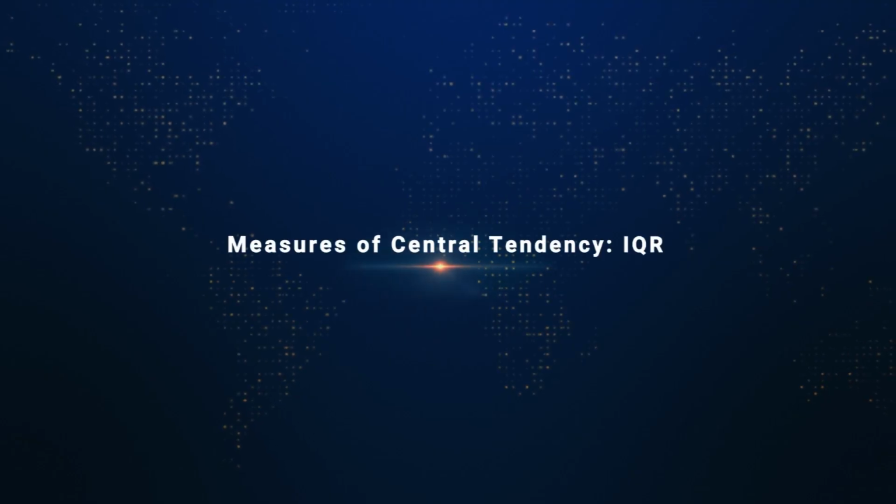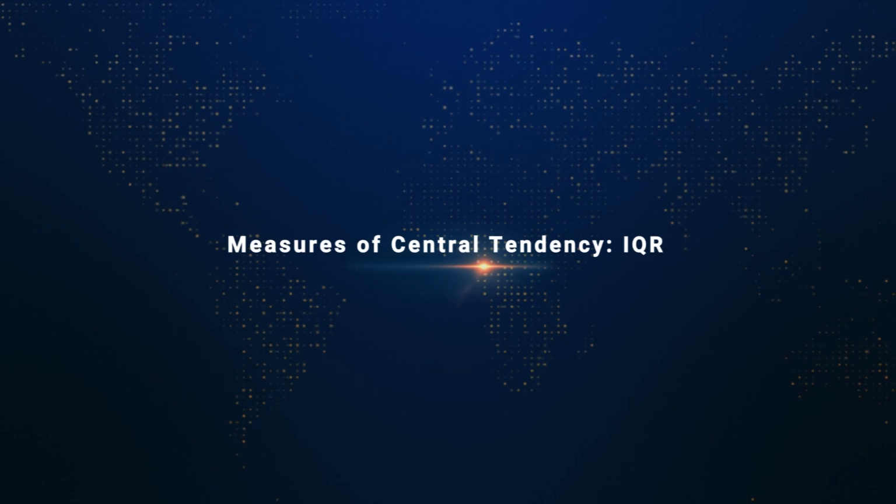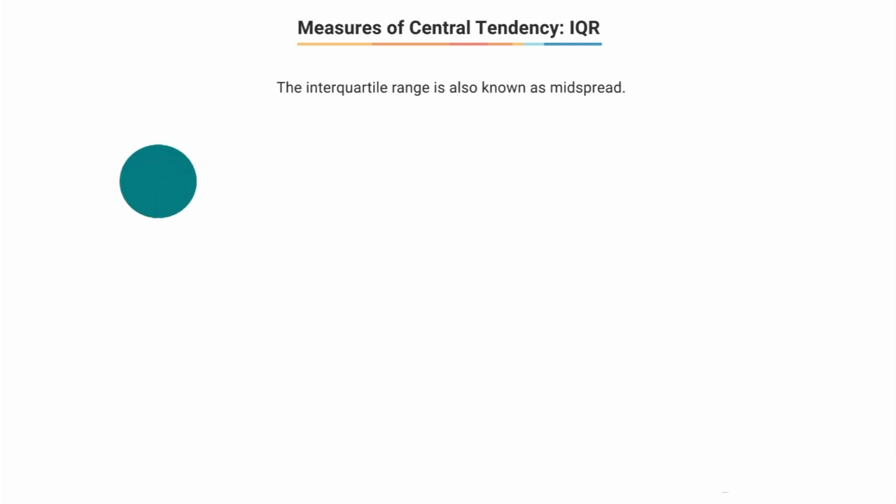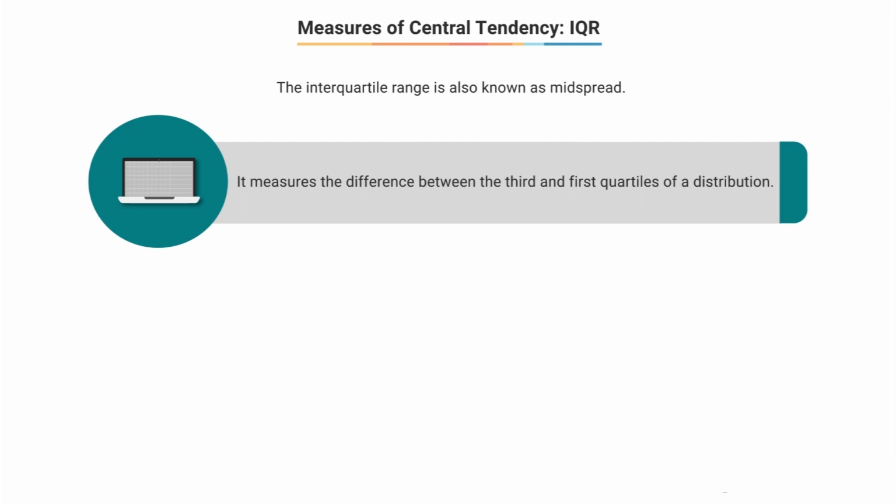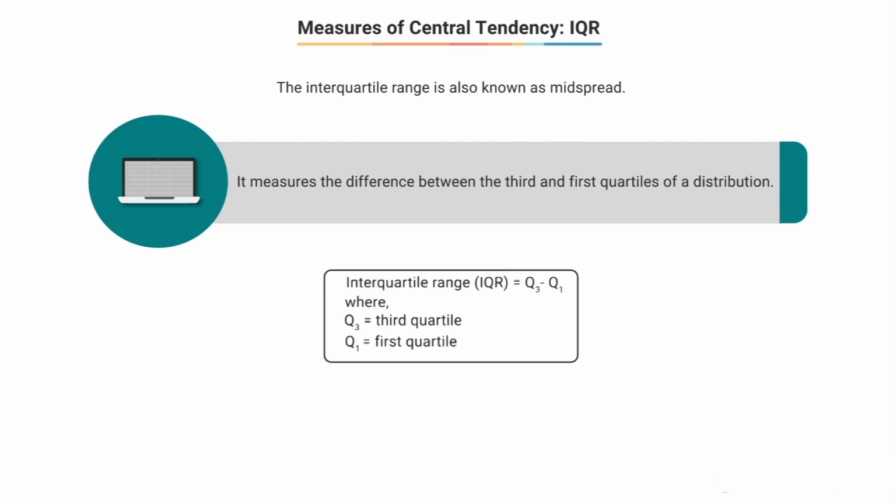Our next topic is the IQR, the interquartile range. Our final and a very important measure of central tendency is the interquartile range, also called the mid-spread. It measures the difference in the center of the distribution between the third and first quartiles. The formula for the interquartile range is equal to Q3 minus Q1, where Q3 represents the third quartile and Q1 represents the first quartile.